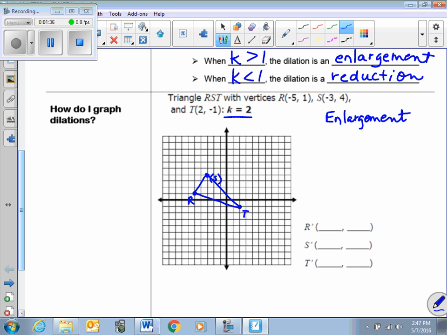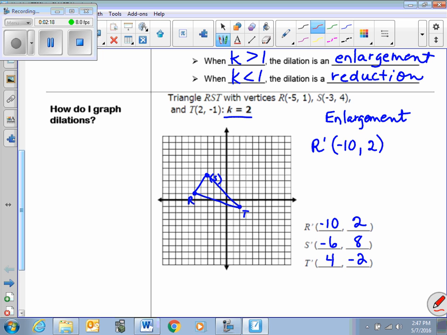Well, let's start with R prime. If I'm enlarging everything by a scale factor of 2, all I need to do is multiply each vertex by 2, the x value and the y value. So if I multiply -5 by 2, I'm going to have -10. If I multiply 1 by 2, I'm going to have 2. And that's what I have to do for every vertex in triangle RST. And my vertices will end up being R prime (-10, 2), S prime will be (-6, 8), and T prime will be (4, -2).